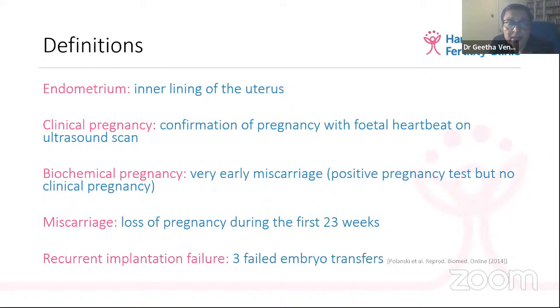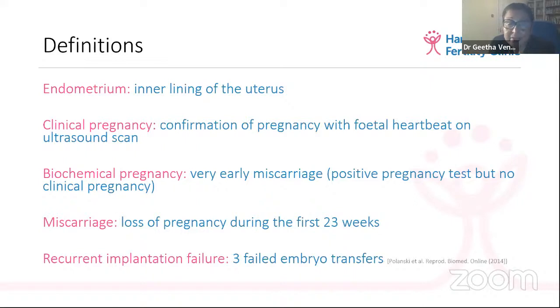And recurrent implantation failure is different, where there is no implantation of the embryos. So if we have had 3 failed transfers with the embryos, or 3 embryos have been transferred and the treatment has been unsuccessful, here I have to say they should be good quality embryos and also chromosomally normal embryos.